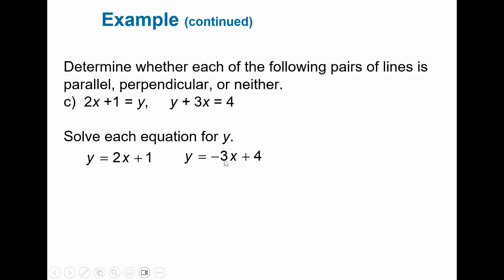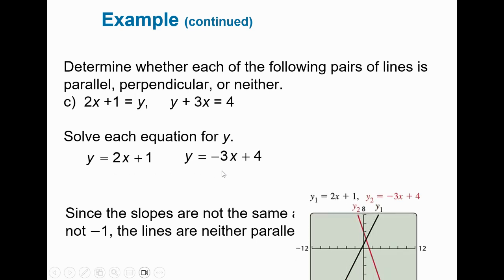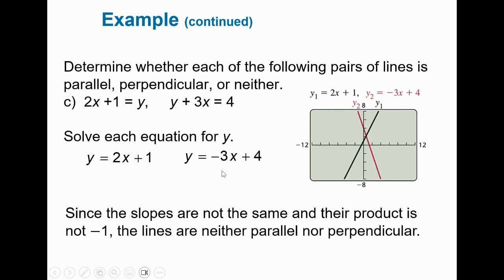Notice slope here is 2, slope here is negative 3. The product of these two is negative 6. It's not negative 1. They're not negative reciprocals of one another. 2 does not equal negative 3, so they're not parallel. So you would answer neither. These lines are neither parallel nor are they perpendicular. Nothing going on there. In graphing them, you can see that they are not perpendicular and they sure aren't parallel.